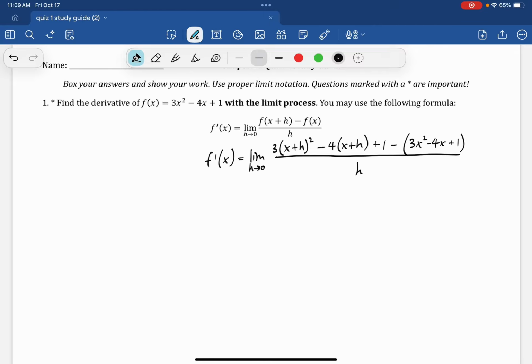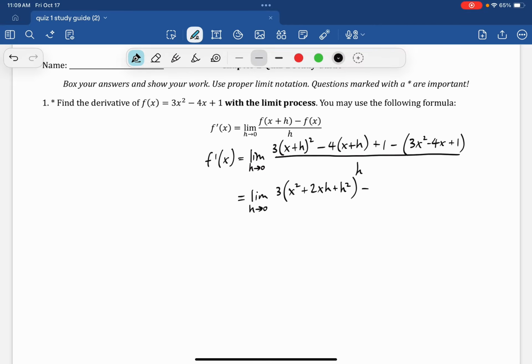Okay, sorry about that. All right, so remember when we're doing limits, we still need to keep writing the limit symbol as we go through this problem. So we're going to keep writing that limit as h approaches 0. And then now all we need to do is expand the numerator and get all those x's and h's by themselves. So first we're going to expand x plus h squared. It's going to be x squared plus 2xh plus h squared.